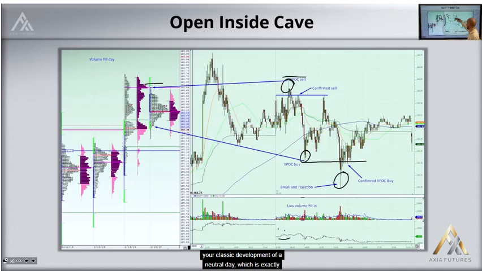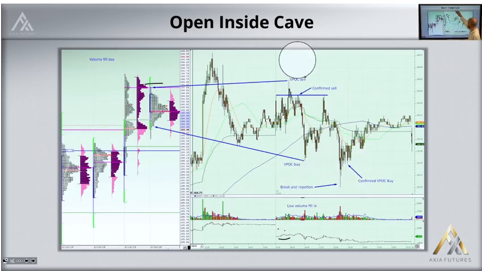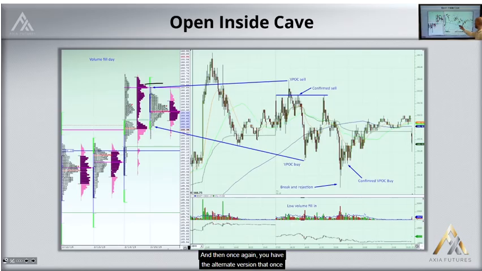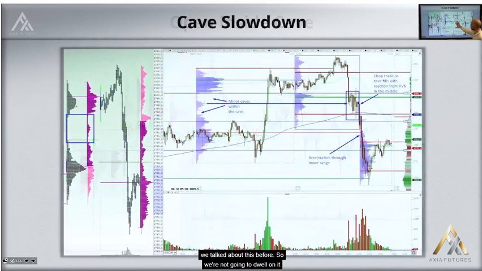This is your classic development of a neutral day, which is exactly what you have by the end of the day. And so it's about being able to predict where the neutral day is more likely to appear. And then once again, you have the alternate version that once you come back above the previous low, you play it from there. Now, we talked about this before, so we're not going to dwell on it too much.